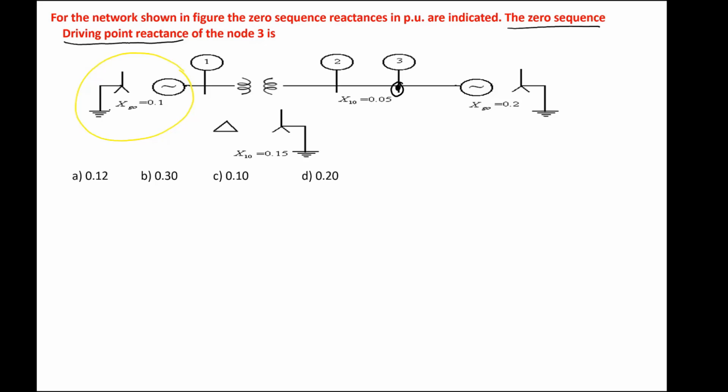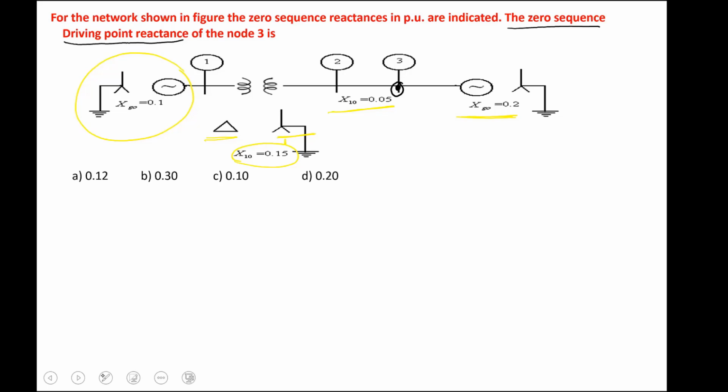Next, there is a transformer. The transformer primary is delta connected, the secondary is star connected and solidly grounded, and the equivalent reactance of the transformer is 0.15 per unit. Next, there is a transmission line whose zero sequence reactance is given. Next to that, there is one more generator which is also star connected and whose neutral is solidly grounded. Here the zero sequence reactance of this generator is given. So there are only 4 elements present here.